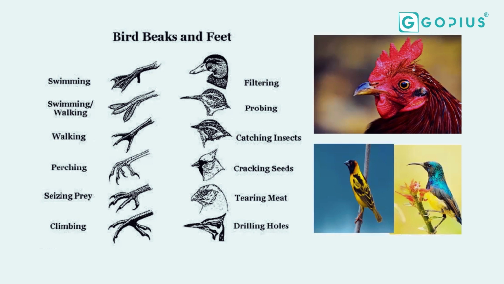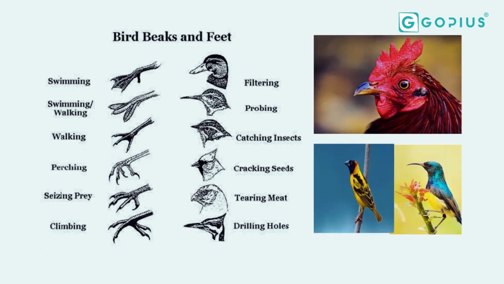Then we have the domestic fowl. The domestic fowl has a short beak, which it uses to peck on grains and other food substances. And it has a very hard leg system. The hard legs enable it to scratch the ground in search of food or to dig the ground.